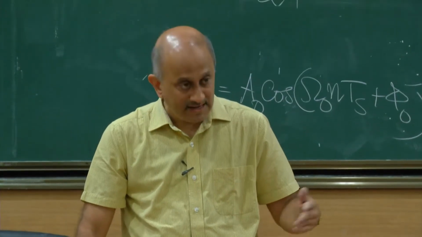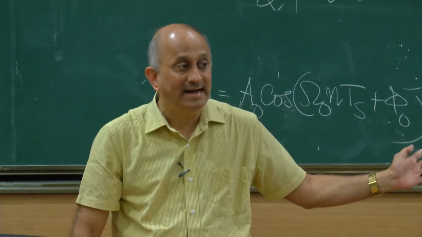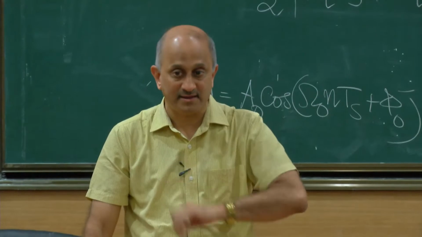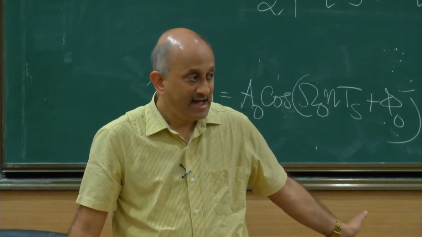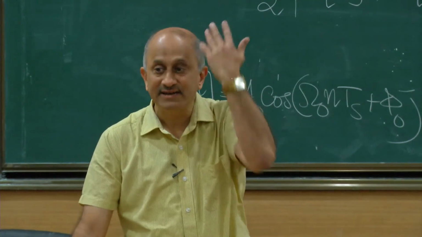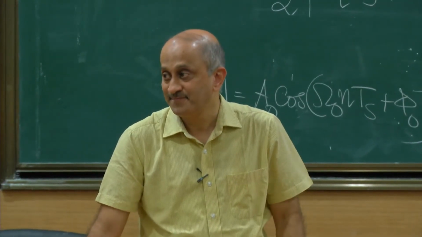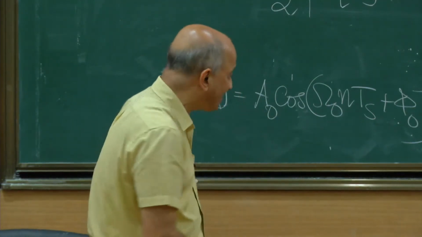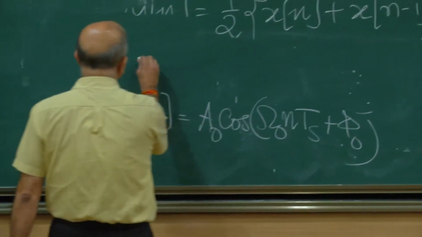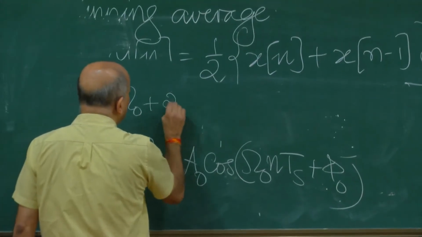Are there values of omega naught which would produce the same sequence? Suppose I give you a particular omega naught and generate a sequence like this. Are there any other values of omega naught which will generate the same sequence? Well, I'll answer the question for you. Suppose you added any multiple of 2 pi.